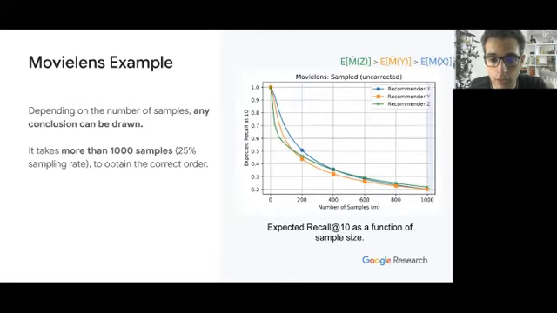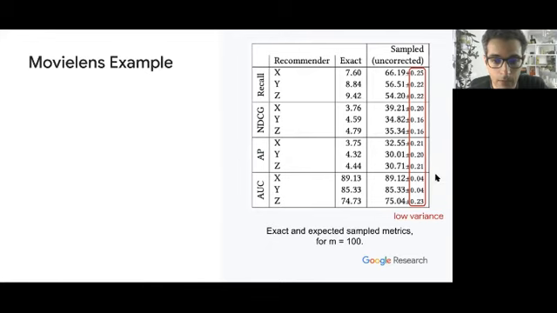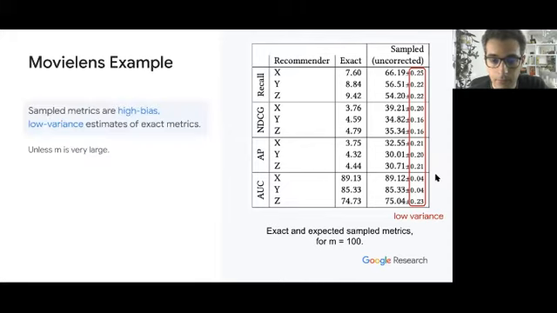Note that the plots here show the expectation of the sampled metric. One may wonder whether the variance is high for small sample size, which might help us avoid making false conclusions in practice. So let's take a closer look at sample size M equals 100. It turns out that the variance is in fact quite low. So even if one were to repeat these measurements multiple times, the same wrong conclusions would be reached. In other words, sampled metrics are high bias, low variance estimates of the exact metrics, unless the sample size M is very large.